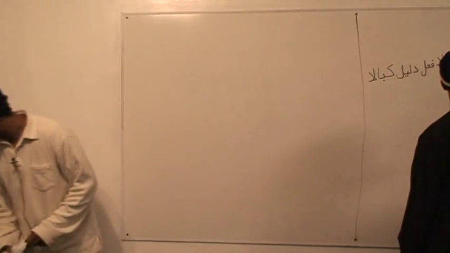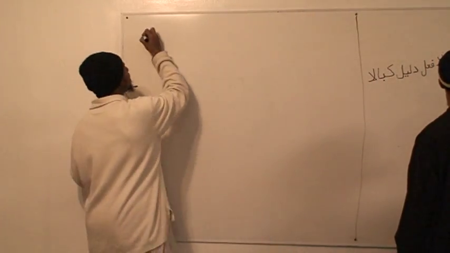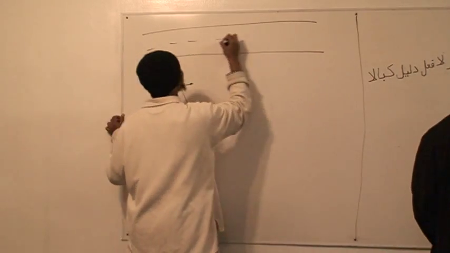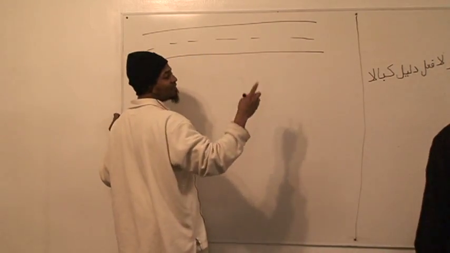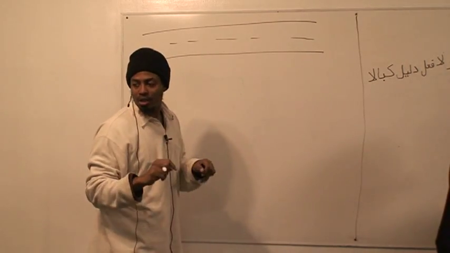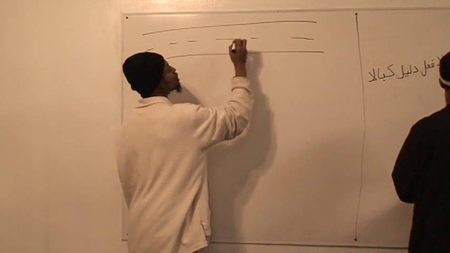Likewise, we're going on to the next letter, which is Kaf. Here we go. Kaf can be written a few ways. Today, we're only going to learn one, the way it's written in the beginning of a sentence. Watch.